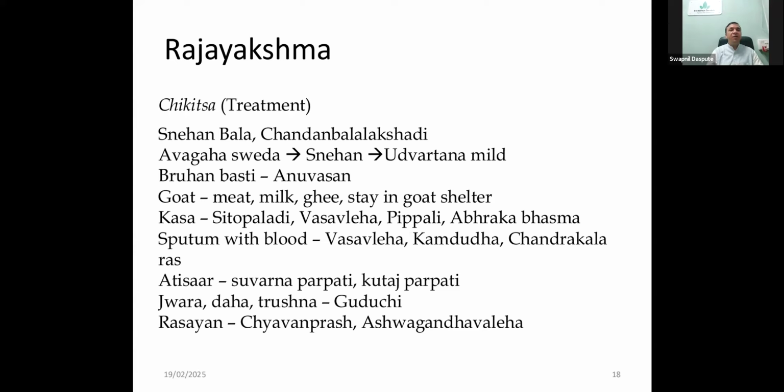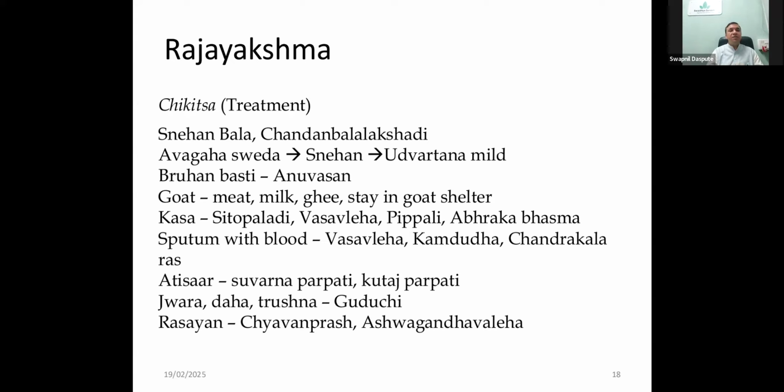So staying in the shelter of the goat, eating goat meat, then the soup made of that meat, milk and ghee coming out of that, and the butter which comes out of goat milk. The butter is very little, but that also will help in healing Rajakshma faster.